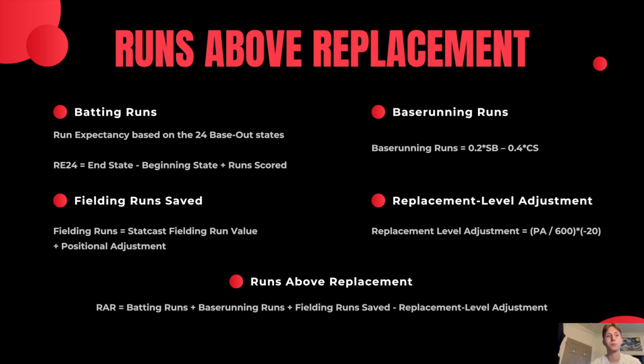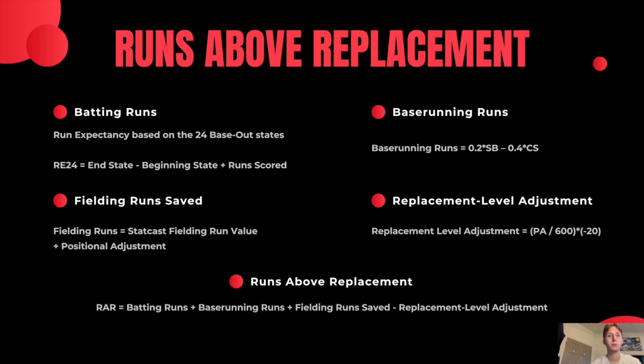Next, base running runs. This one is rather simple. Base running runs is equal to 0.2 times the number of stolen bases, subtracted by 0.4 times the number of caught stealing. Third one, fielding runs. This is just StatCast fielding run value plus the positional adjustment, which we'll see later on.